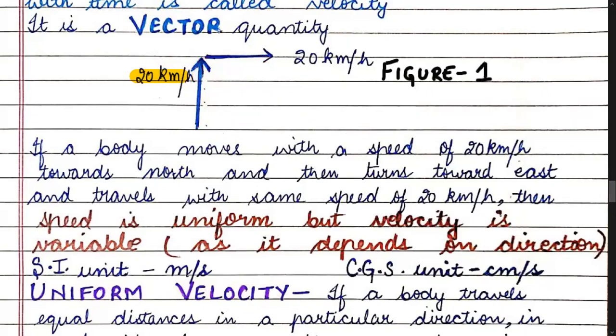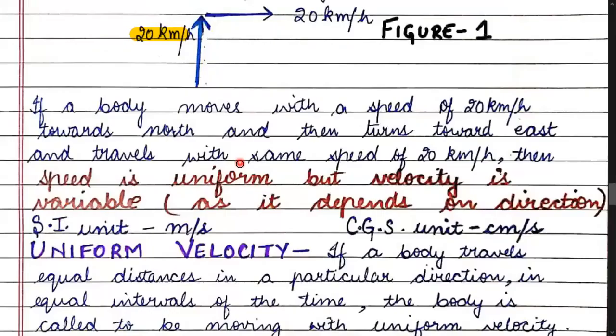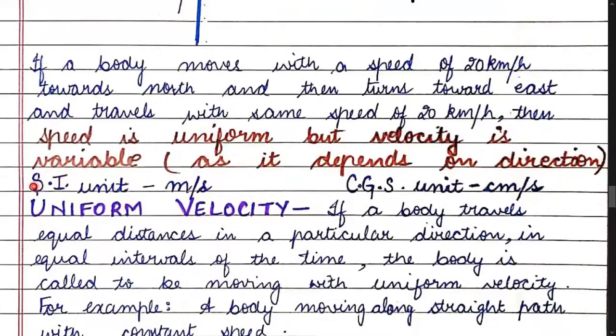So children, here the SI unit and CGS unit of velocity is the same as that of speed, that is meter per second and centimeter per second respectively.